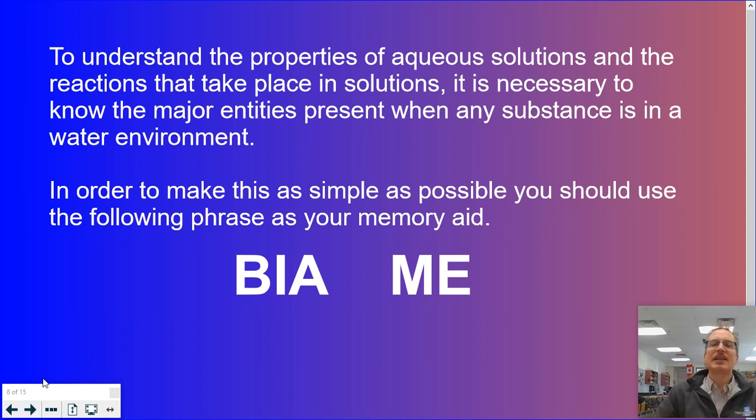Now, the key to this whole thing, the trick to everything we're going to do today, is the memory aid BioMe. We're going to use this to discuss the rest of the topic. When I take a substance, no matter what it is, and throw it into a bucket of water, we have to make a decision. Does it dissociate into ions, or does it stay together as a molecule like sucrose? Well, BioMe is going to tell us that.